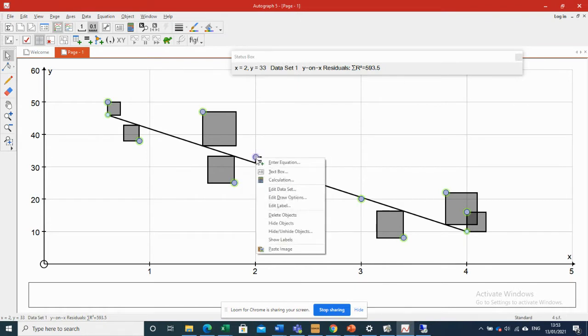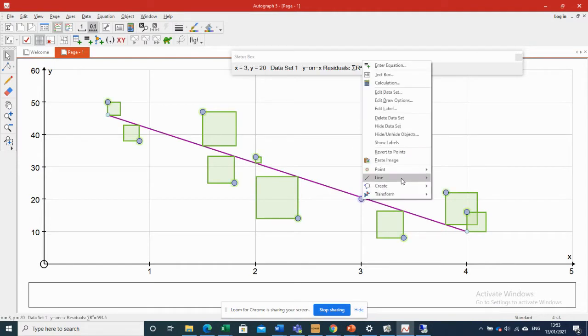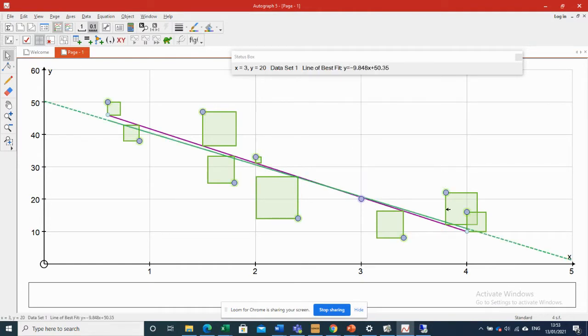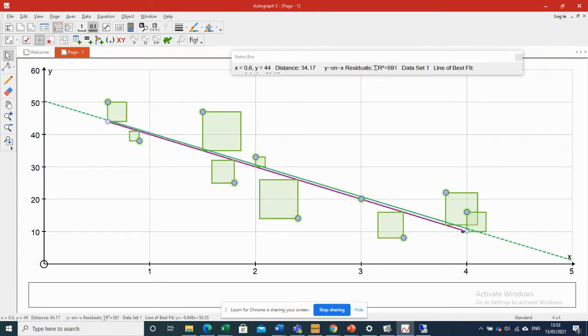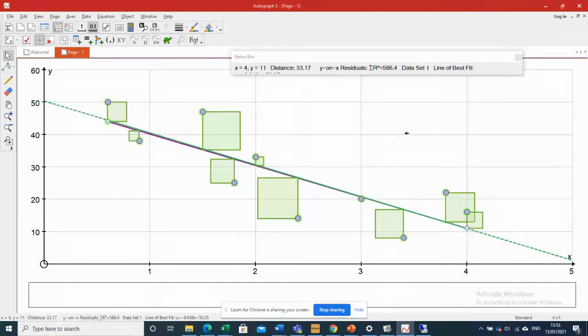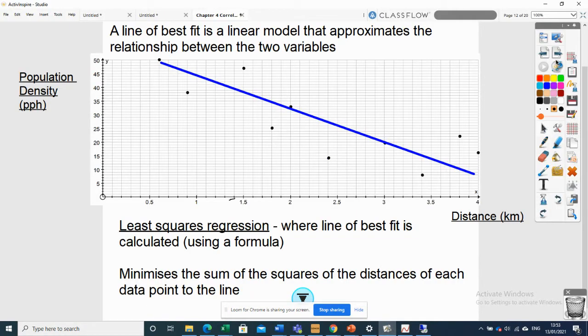I'm going to get this software to actually calculate the line of best fit. Okay, and now you can see that's pretty close. So the line of best fit there goes like that. The sum of the least squares was more like 586. Okay, and the equation of that line is y is equal to negative 9.848x plus 50.35. So obviously now we could use that equation to work out any value of y if you were given a value of x. Okay, let's go back and have a look at some examples.